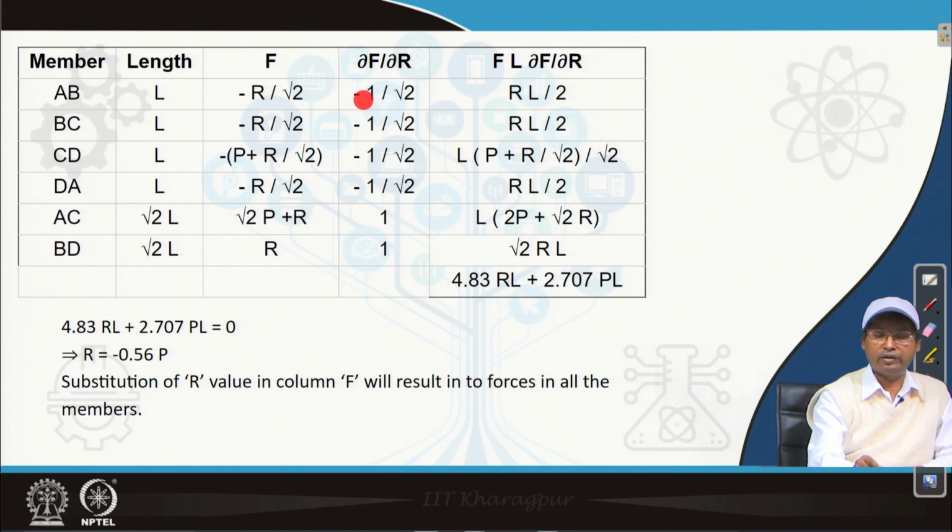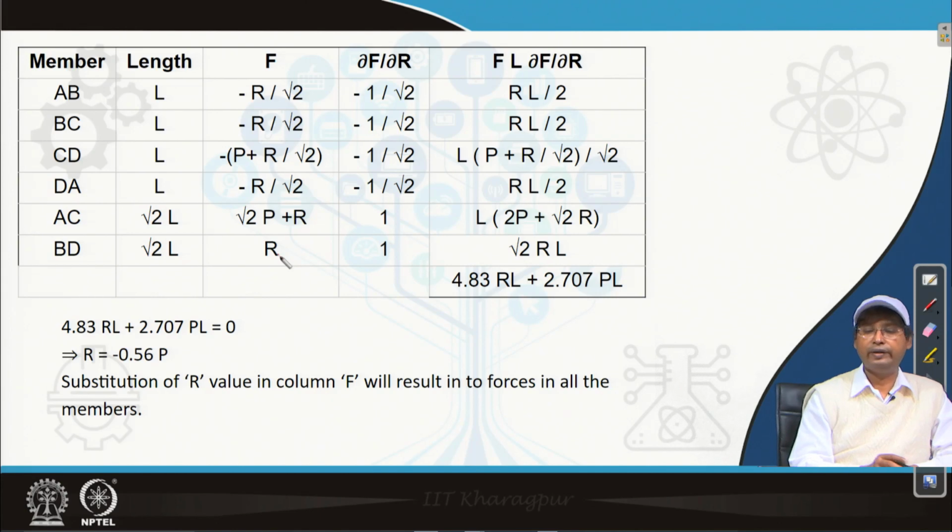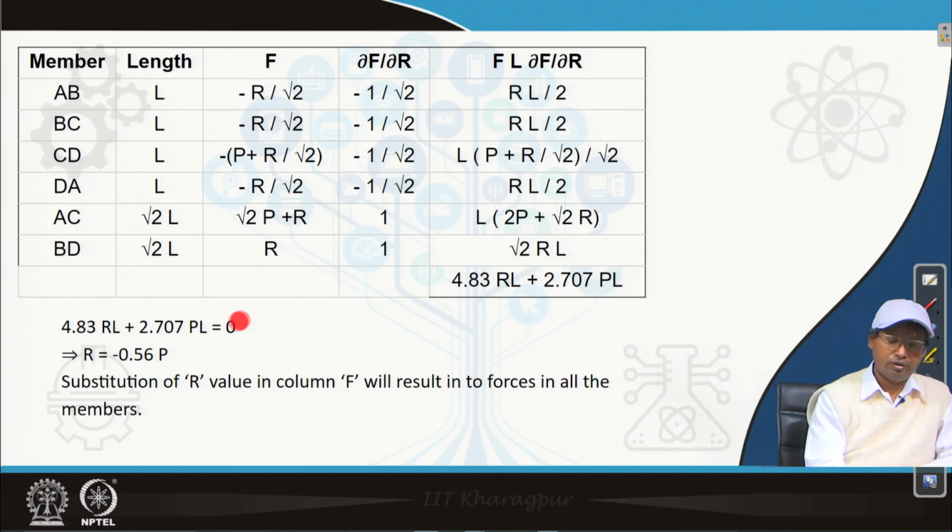So, this gives minus 1 by root 2, minus 1 by root 2, minus 1 by root 2, minus 1 by root 2. This is 1 because r has coefficient 1, here also it is 1. And then we do this multiplication and do the summation of all these columns, and that leads to 4.83 R L plus 2.707 P L equals 0, and from there we get the value of R.